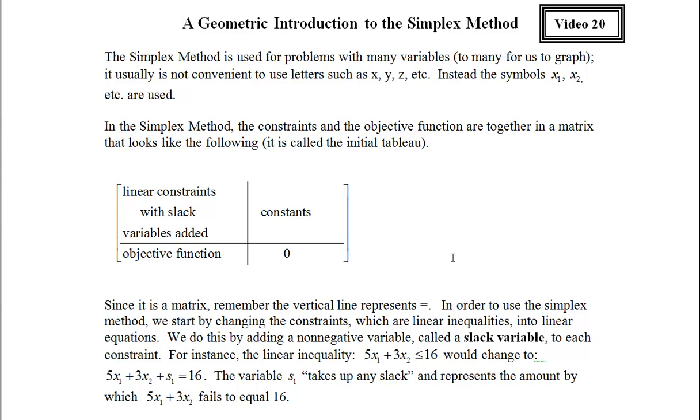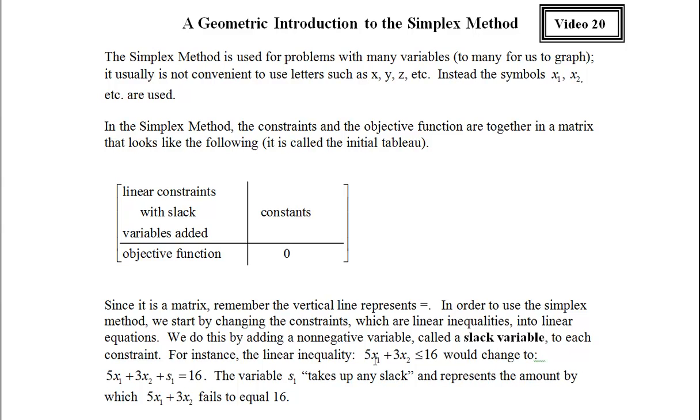In order to use the simplex method, we start by changing the constraints, which are linear inequalities, into linear equations. We do this by adding a non-negative variable. We call it a slack variable. Hopefully you've heard the expression, pick up the slack. So, we add one to each constraint.